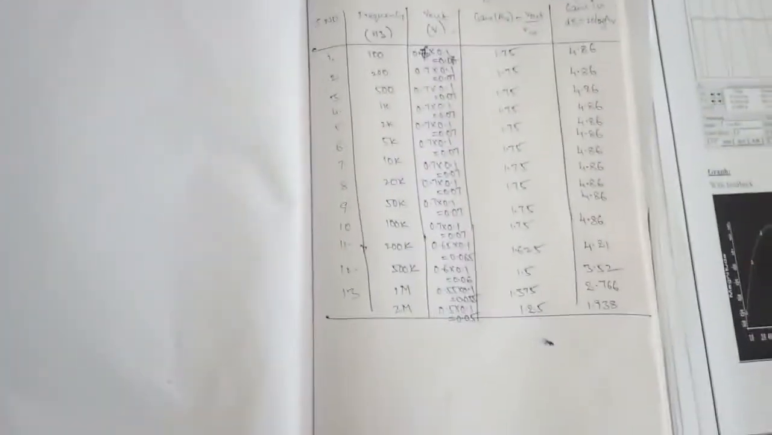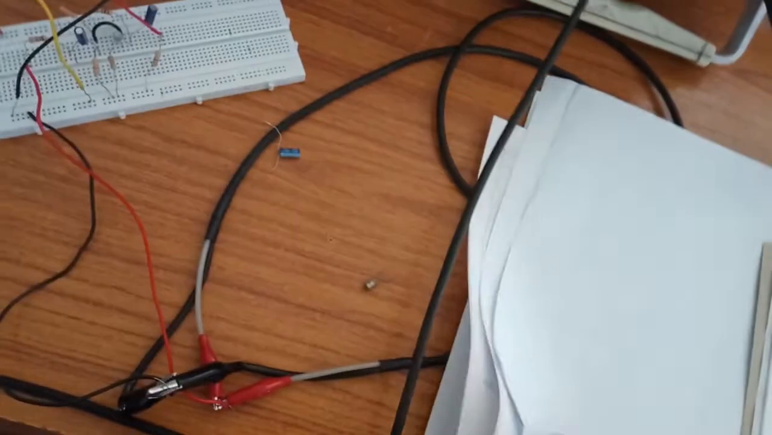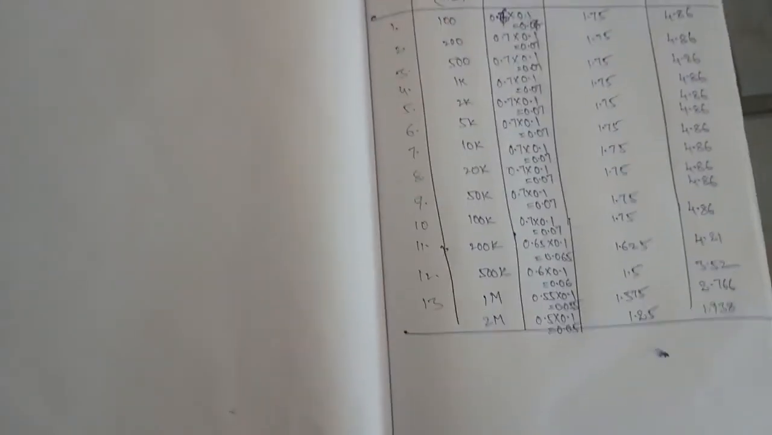So in this current series amplifier, what we have done is with feedback and without feedback. Without feedback we get large gain, and with feedback we get less gain, but the circuit is stable. The advantage of negative feedback is that the circuit is stable and the stability is more. Okay, thank you.